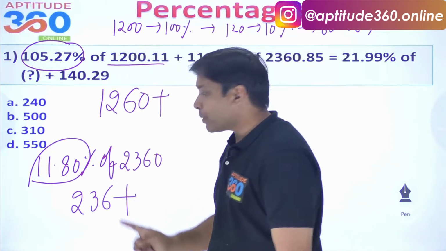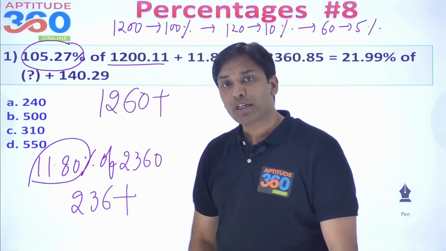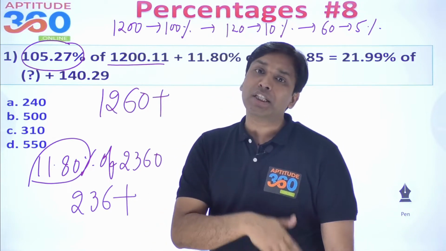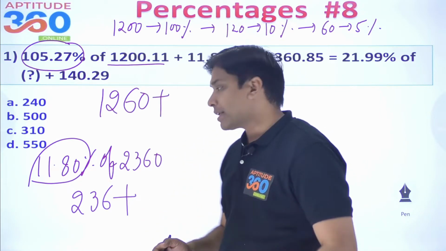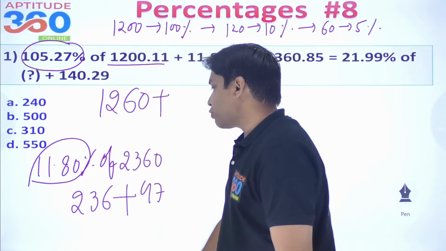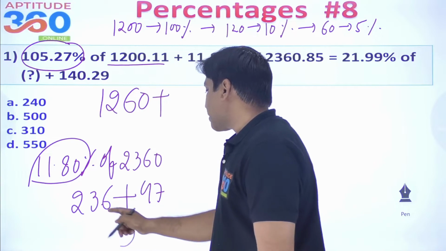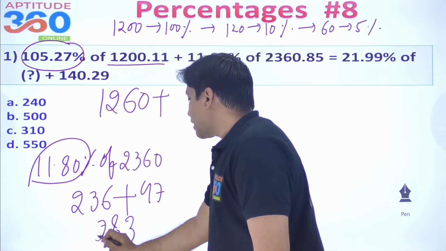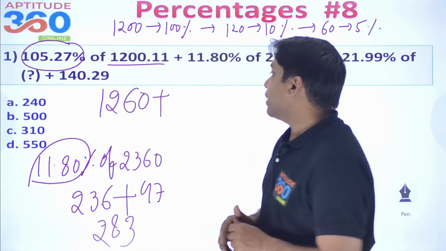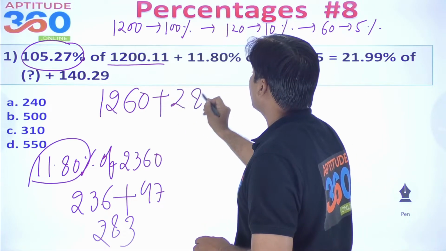And what is going to be 1% of this value? 1% will be 23.60. So 2% will be 23 into 2, which is 46, around 47. So you add them up. 6 and 7, 13, and this value is going to be very close to 283. So I write this as 283.